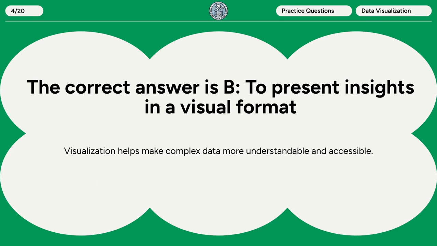The correct answer is B. To present insights in a visual format. Visualization helps make complex data more understandable and accessible.